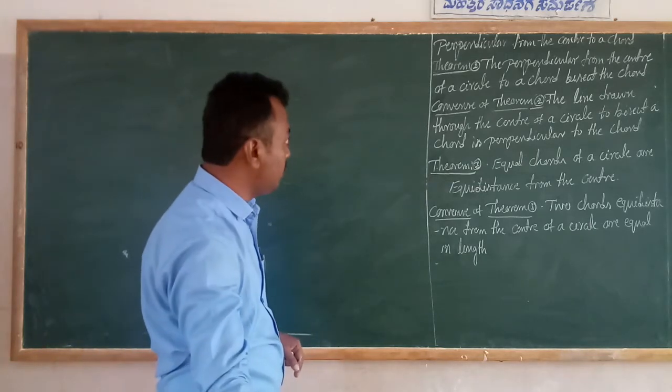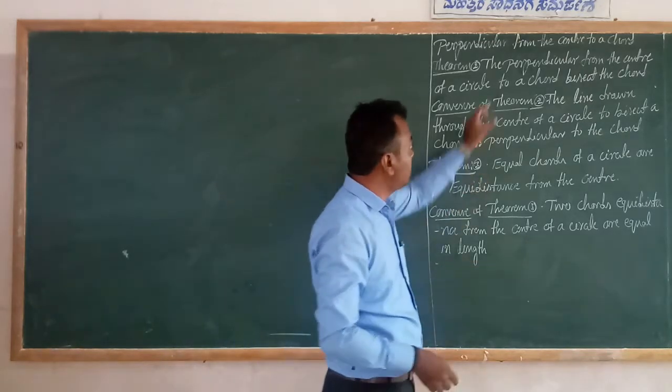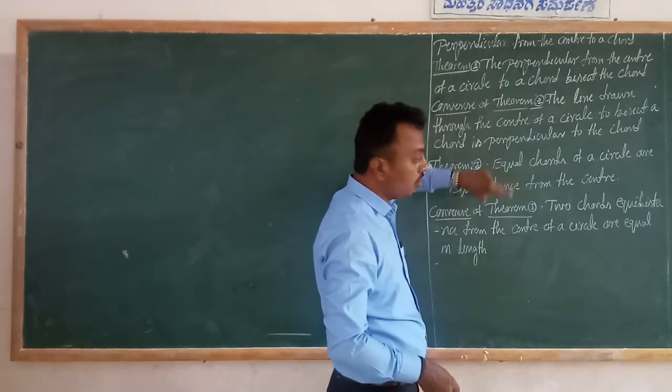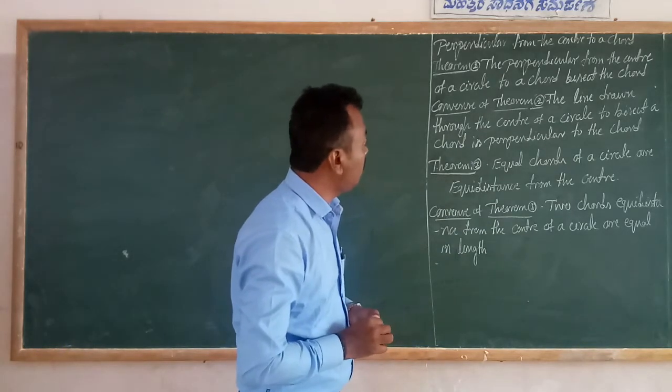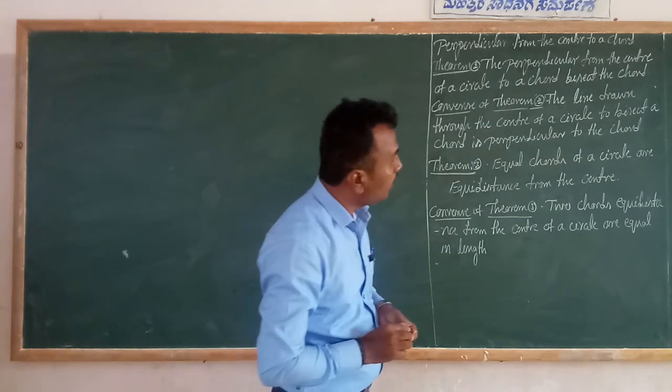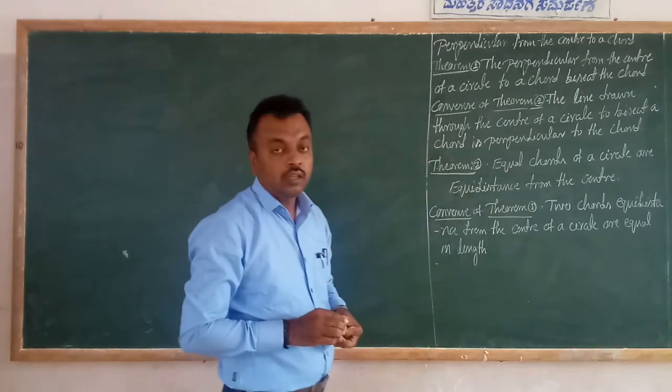So second theorem, students, the converse of the second theorem. So this is the second theorem, and this statement is its converse. The line drawn through the center of a circle to bisect a chord is perpendicular to the chord.